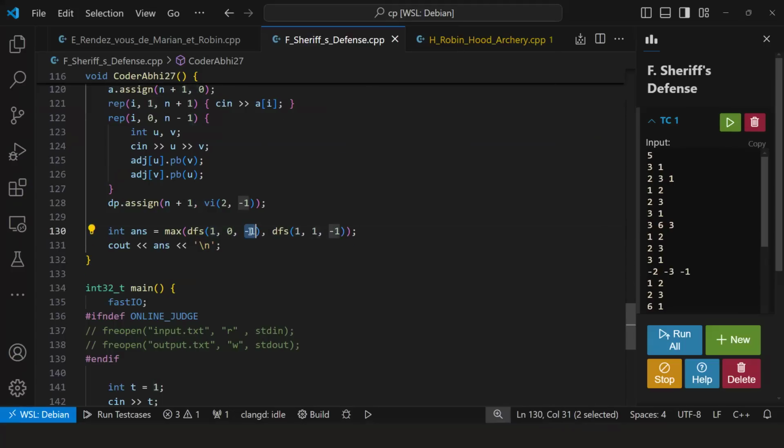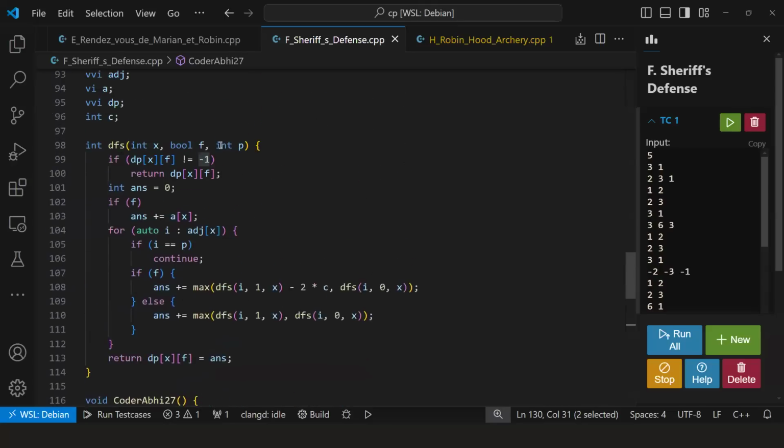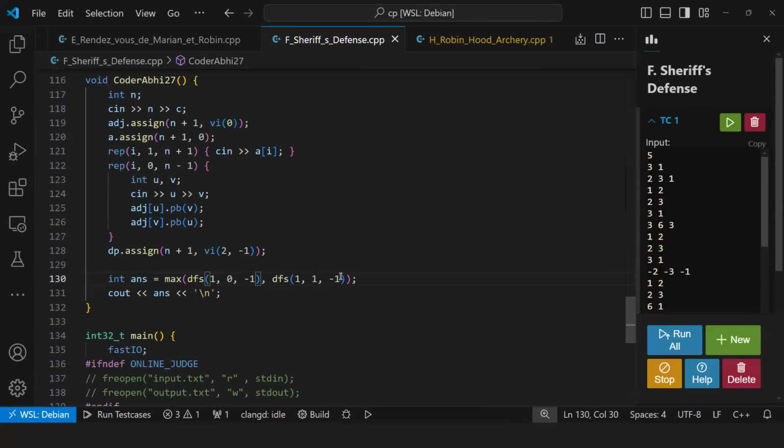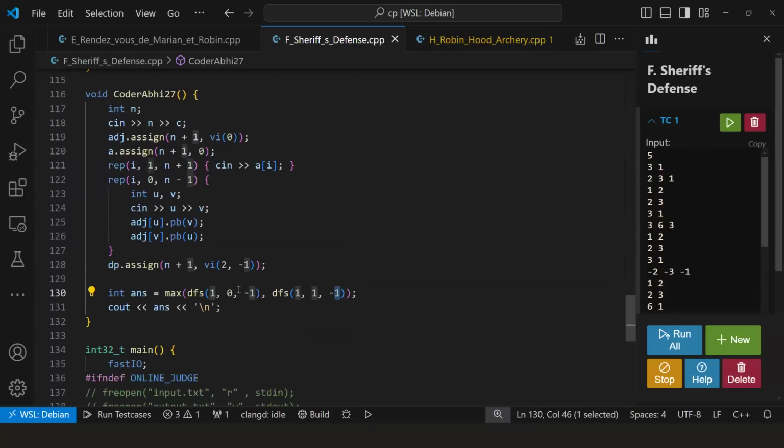And this third argument is the parent basically. So to run a DFS, you would need to maintain a parent. So for the root, we just give a parent as -1, so that it's not affecting anything. The root doesn't have a parent. So this would be my final answer.